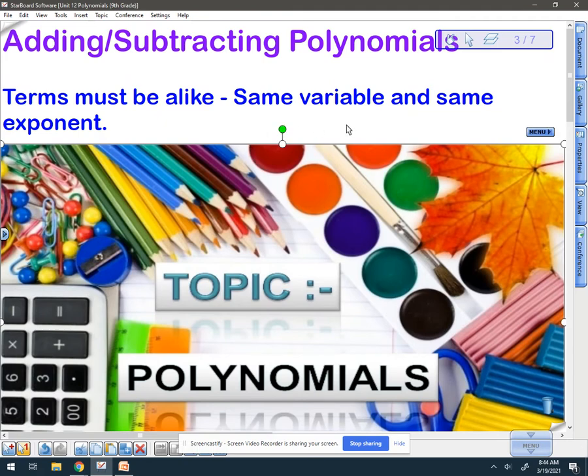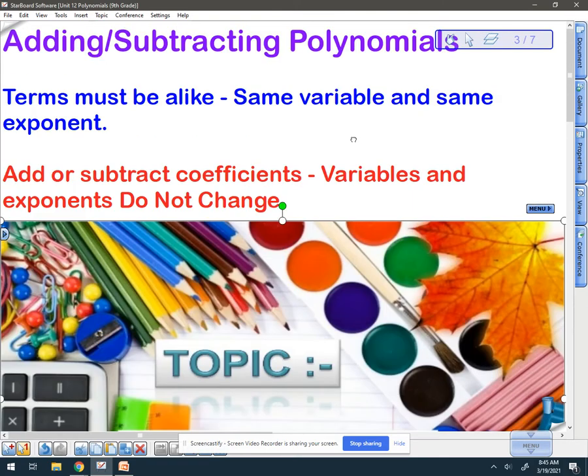So things to remember. The terms must be alike, so you've got to have like terms to combine them, which means they have to have the same variable and the same exponent. You should already know that. Can't combine things if they don't have the same variable. Can't combine an x with an a. Can't combine an a to the first power with an a to the second power. You can't add them and combine them.